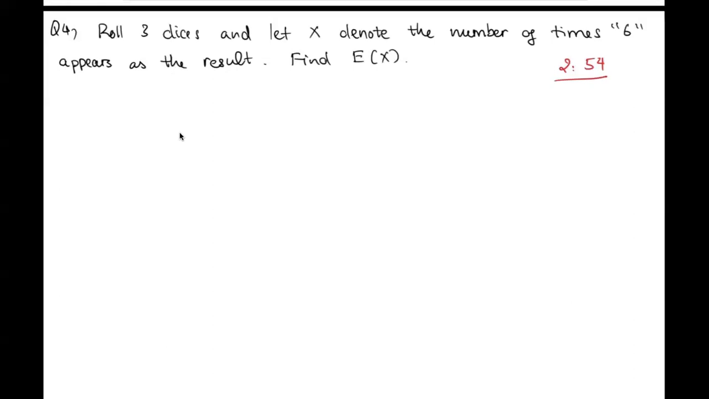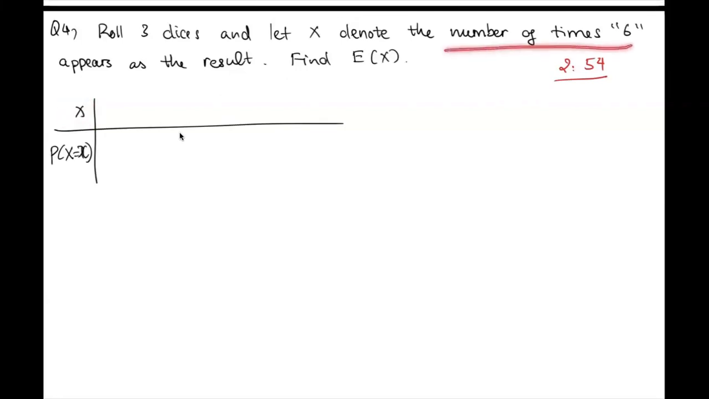For a question like this, I recommend you write out the probability mass function. You can write it in the form of a normal function, or you can just draw a table like this. The first row would indicate the possible values for X. Here, let X denote the number of times that the 6 appears.